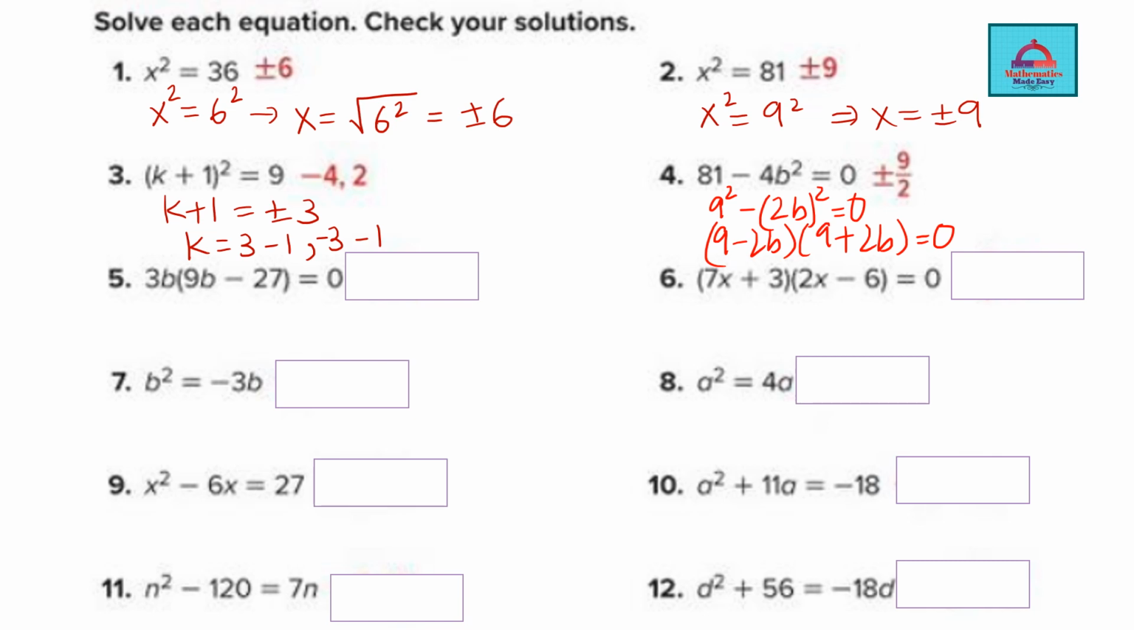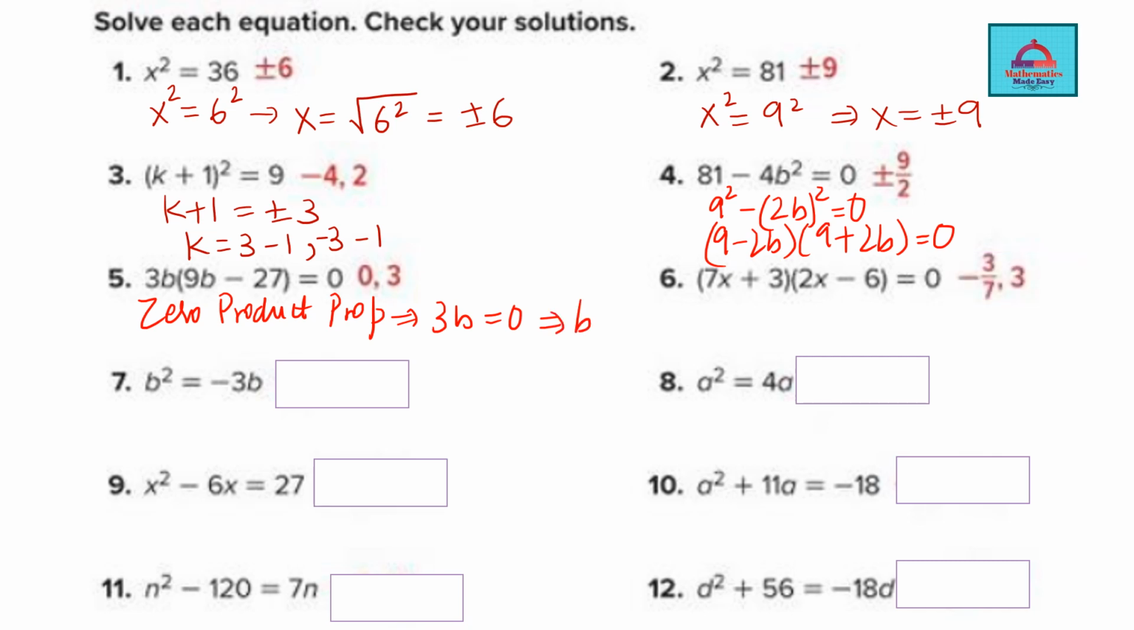Now, for question 5, we apply the zero product property. I've already taught this many times. If the product of two things is 0, it means each of them is 0. So one solution is b equal to 0. The second solution is 9b minus 27 is 0. So you can find the value from here.